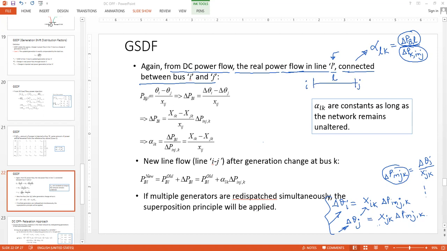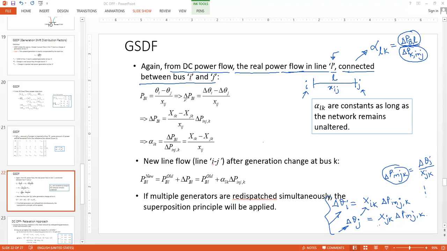So what is the line flow? Already derived in the DC power flow lecture. This is PBL, and PBL is nothing but theta I minus theta j, considering the Lth line, the sending end bus is I and the receiving end bus is J. So it will be the sending end bus voltage angle theta I minus the receiving end bus voltage angle, divided by the line reactance, the small x. Remember, this is small x.